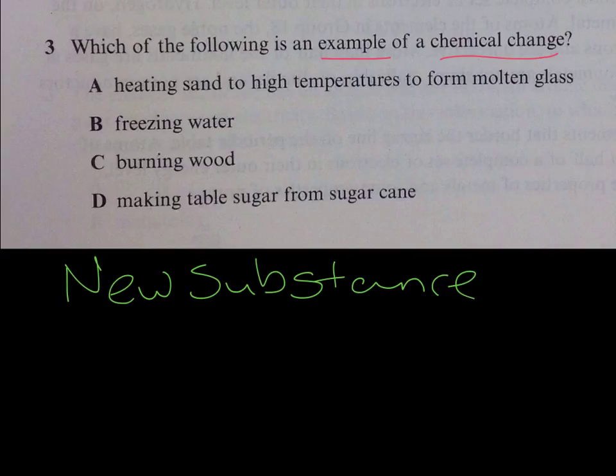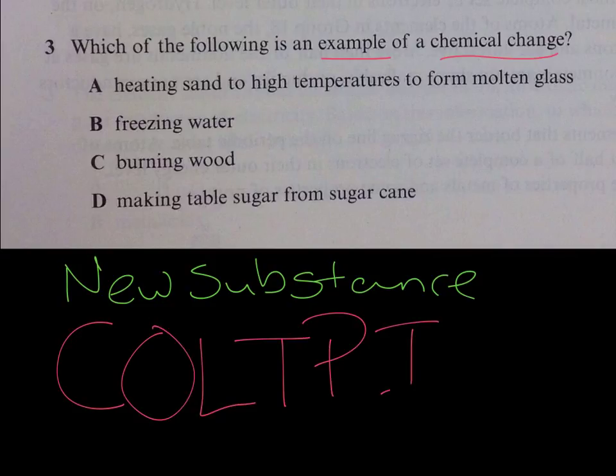The next thing you should write down is COLD PIG. That's a mnemonic device that we use to help us remember the different types of evidence of a chemical change. Starting with C, a change in color; O, production of odor; L, a production of light; T, a change in temperature, whether it increases or decreases; P, the formation of a precipitate; I, irreversible, meaning that it cannot go back, the new substance cannot change back to what it was before; and finally G, gas, the production of gas, which should be seen as either bubbles, fizzing, or foaming.